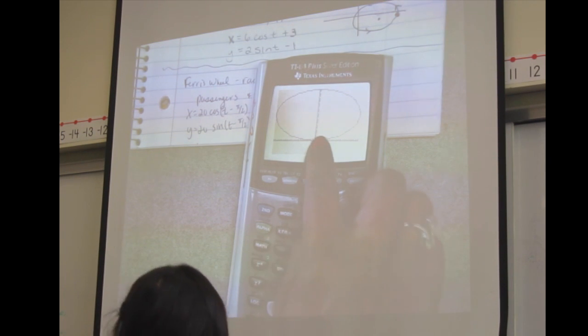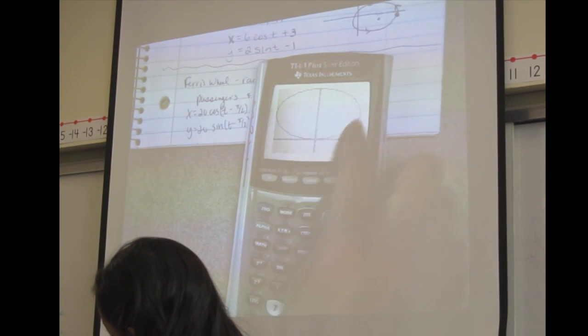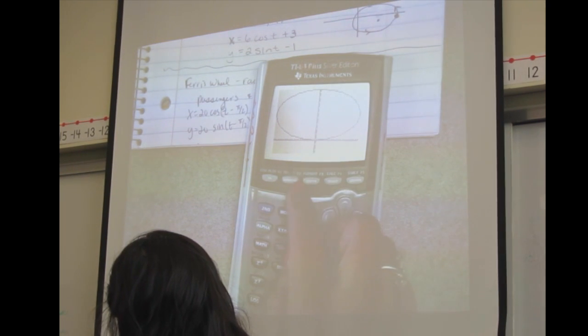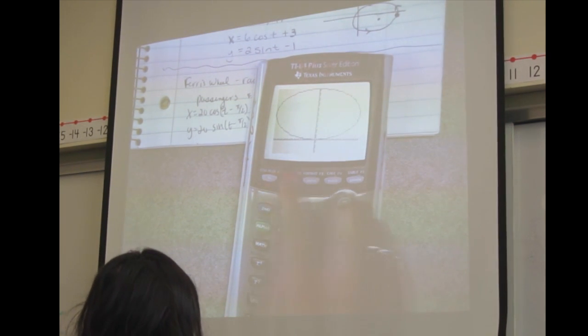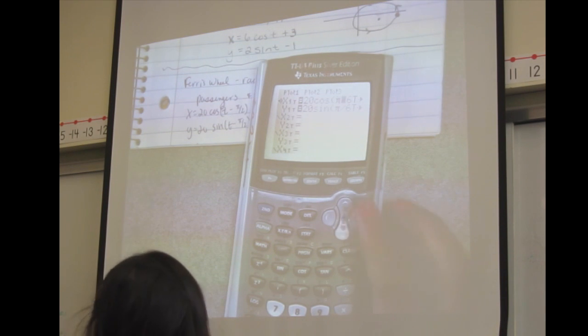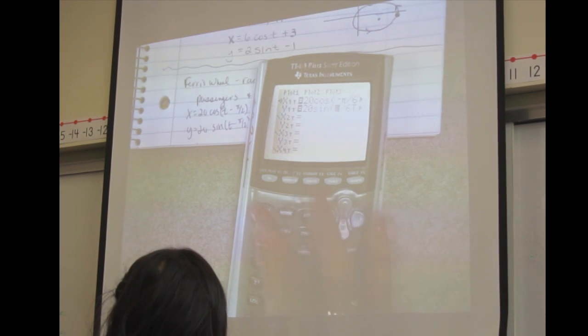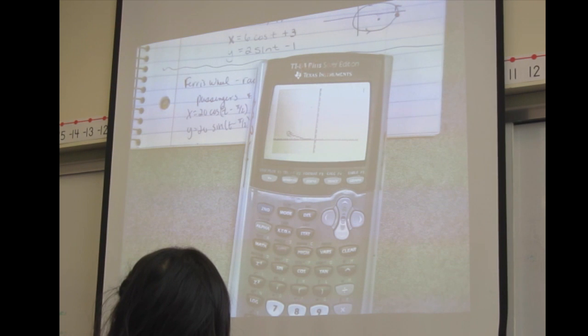Oh, so actually, you really wanted to go clockwise. So you just make it negative. Well, technically, it's counterclockwise. We kind of messed up on our clockwise and counterclockwise. So does this one work? There you go. So clockwise.